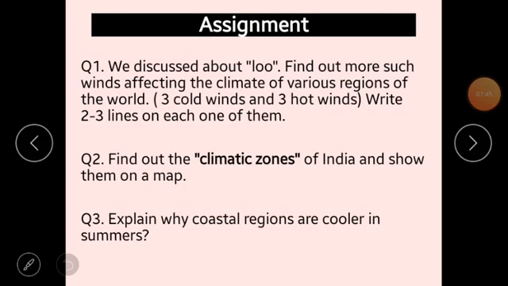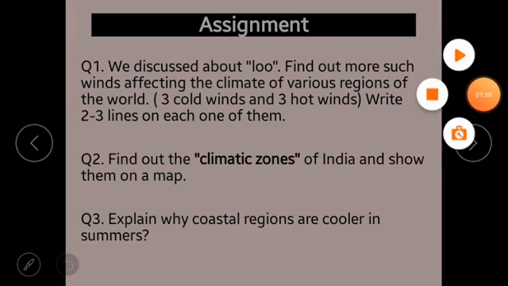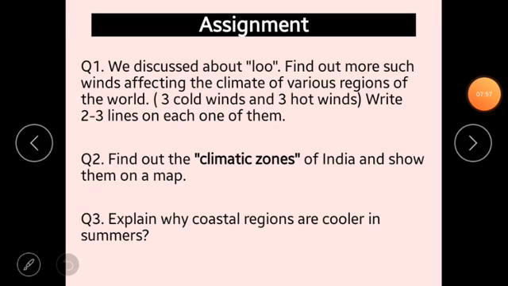When we were discussing the summer season, we discussed Loo, which is a warm or hot wind blowing over the northwestern part of India during summers. You have to find out about more such winds that affect the climate of various regions. You have to take 3 cold winds and 3 hot winds and write 2 to 3 lines on each one of them, not more than that.